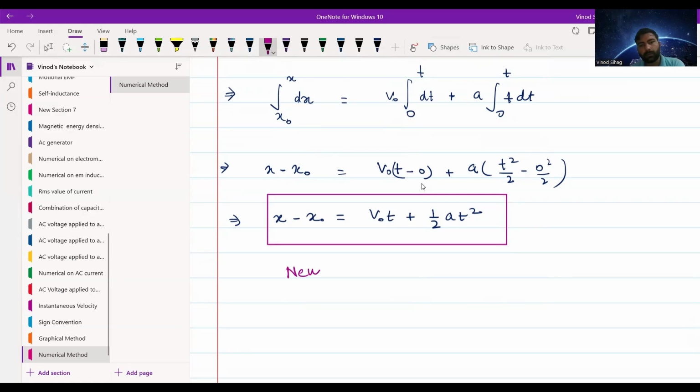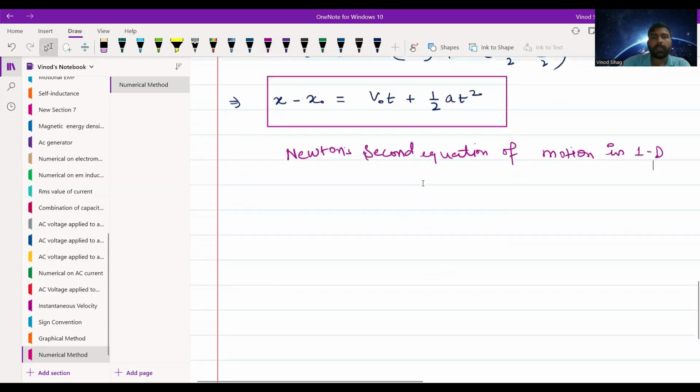Second equation of motion. Equation of motion in 1D.